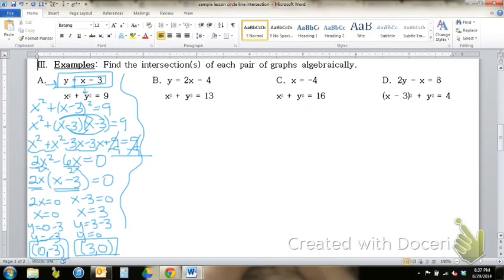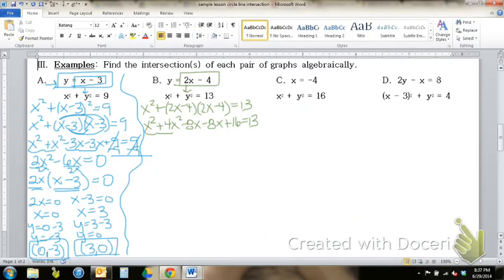All right, let's try another one. What happens if it doesn't work out so nicely? Okay, well, started off pretty okay. It's already solved for y. So remember, again, we substitute that in. Now I'm going to jump right to the writing it twice step. 2x minus 4, 2x minus 4 equals 13. If I FOIL, I get 4x squared minus 8x minus 8x plus 16 equals 13.